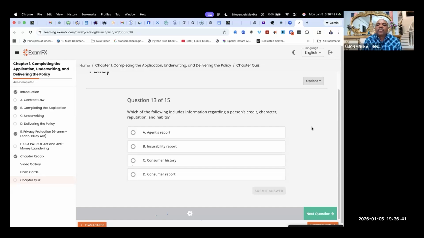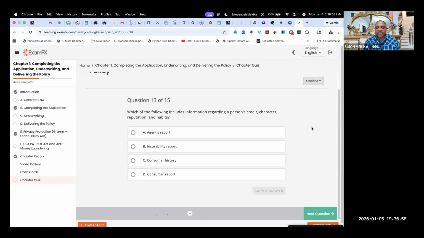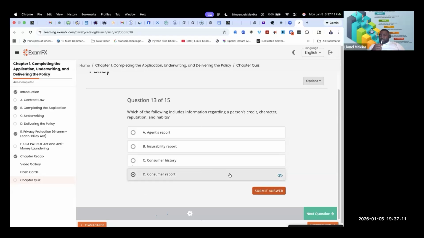They're asking which of these answer choices will give information regarding your credit, your character, your reputation, and your habit. I see the majority is D in the chat. There's nothing like consumer history. There's nothing also like insurability report. So the majority is going with D, right? We have A and D. It's not agent's report. Agent report is what you observe. Okay, so A is eliminated also.